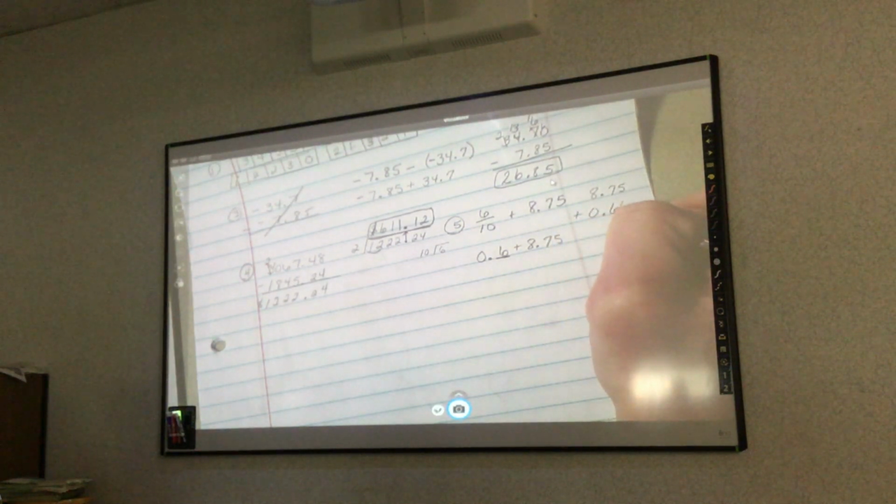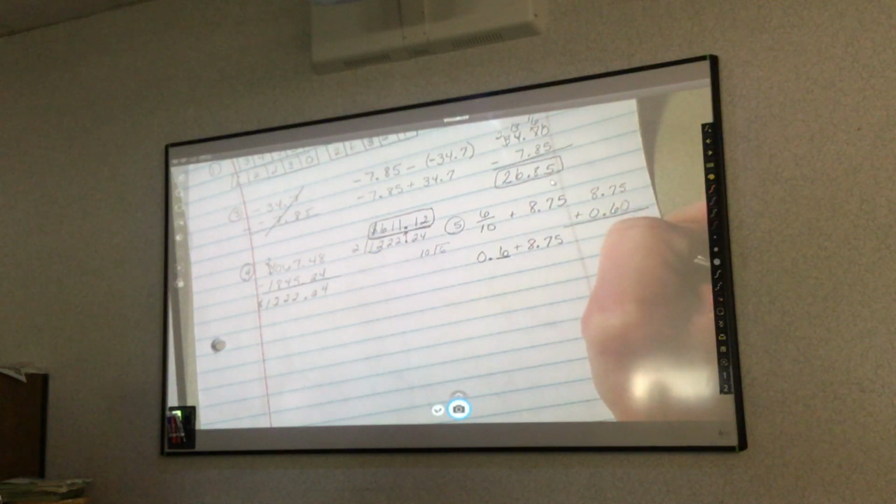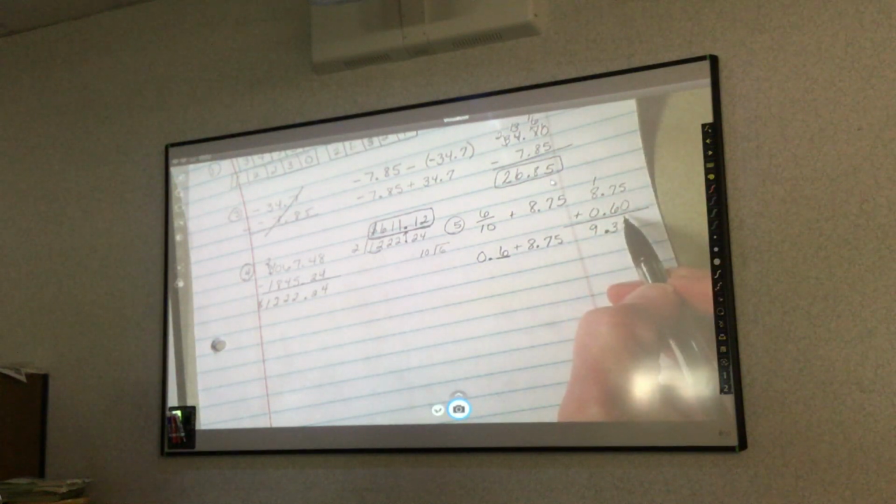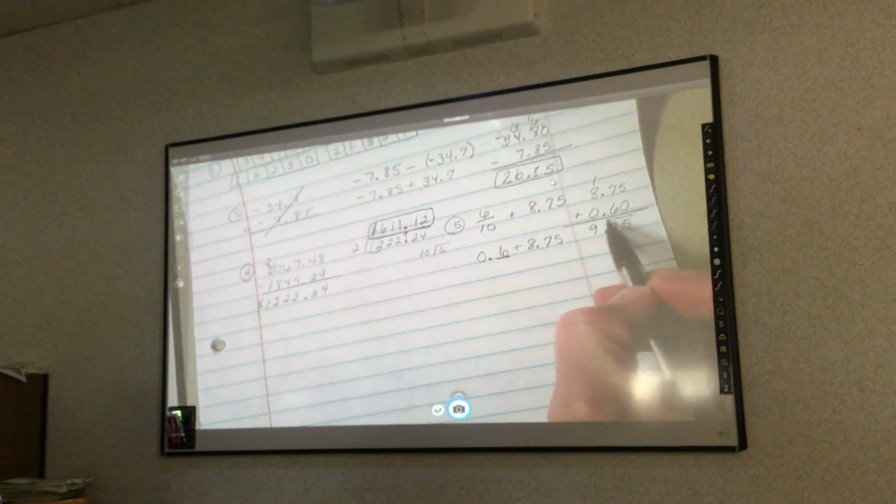I can put a 0 right there underneath that 5. So 5 plus 0 is 5. 7 plus 6 is 13. Carry the 1. Make sure you bring that decimal down. And 1 plus 8 is 9. 9 35/100.